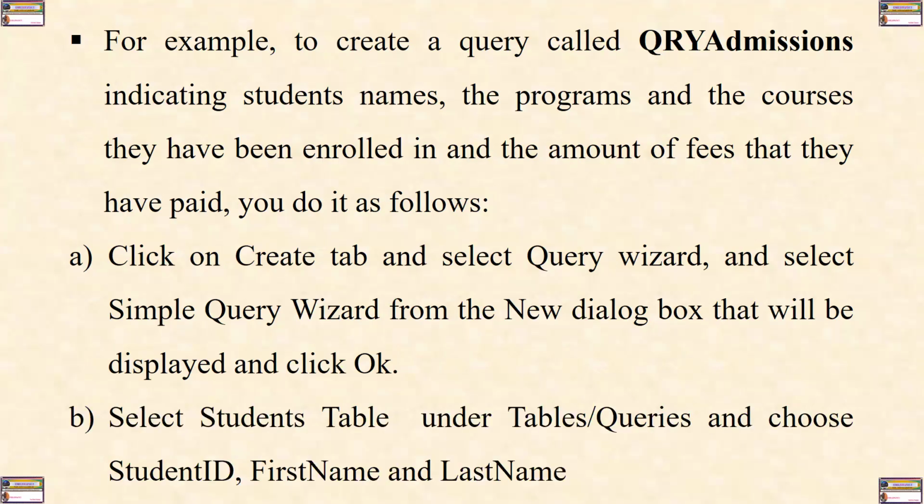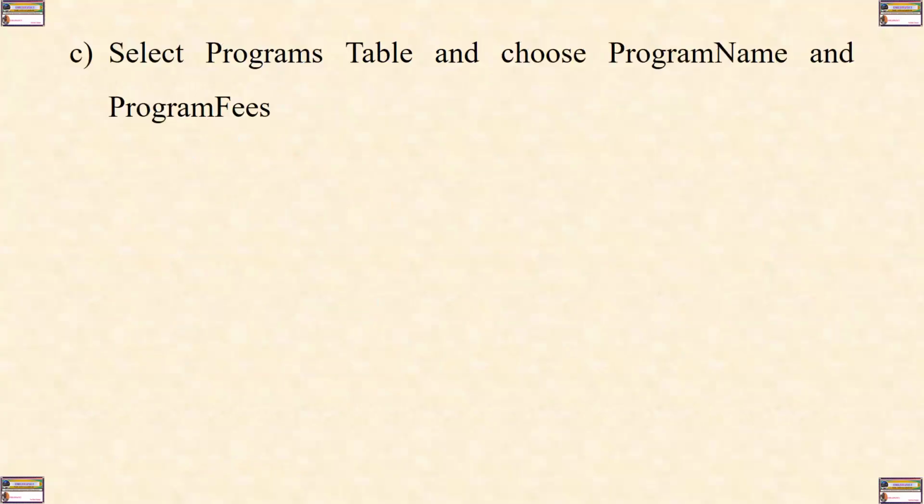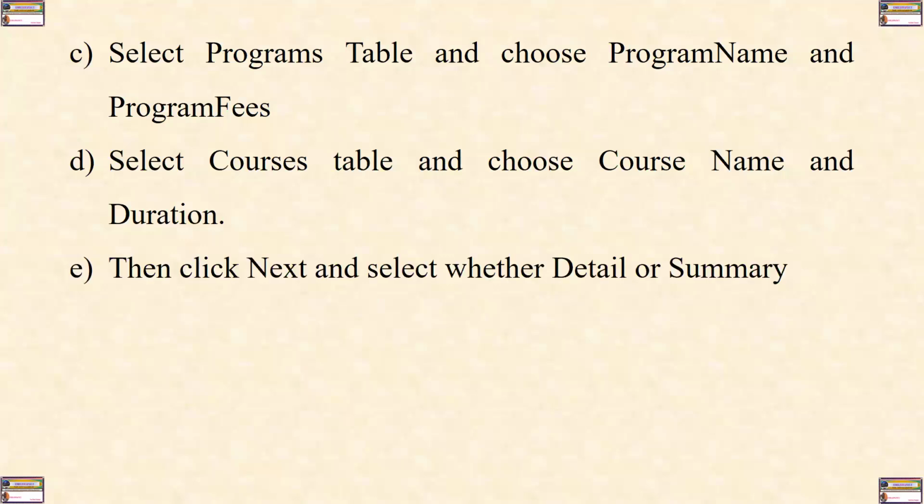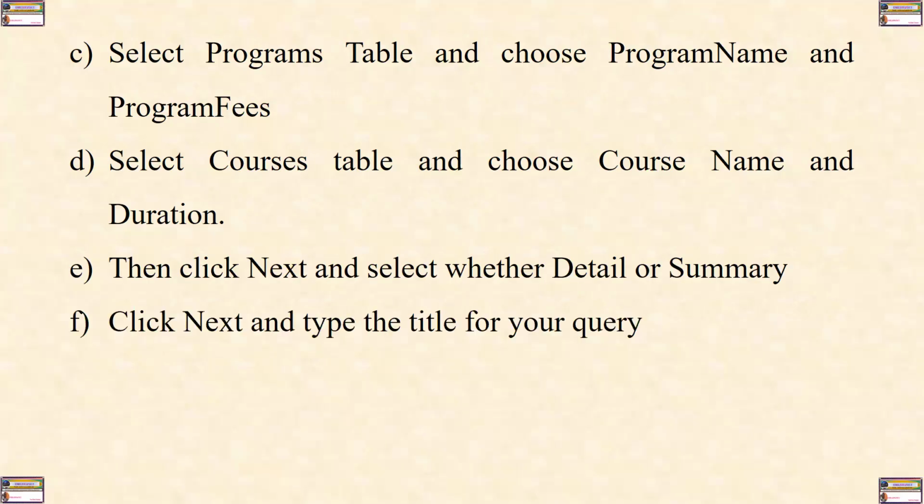Number two, you select the students table from the tables or queries and choose student ID, first name, and last name. Number three, you select the programs table and choose program name and program fees. Number four, you select the courses table and choose course name and duration. Number five, click Next and select whether detail or summary.